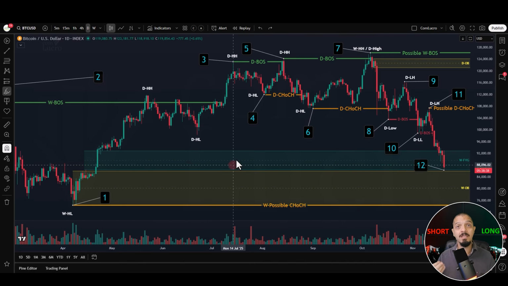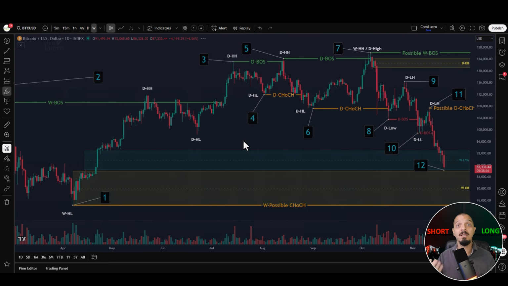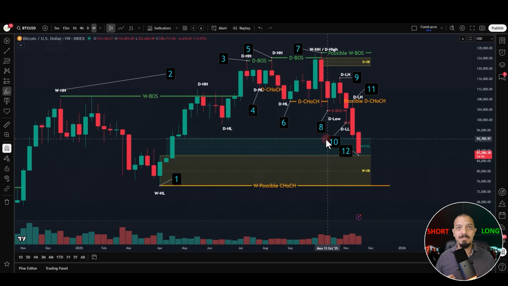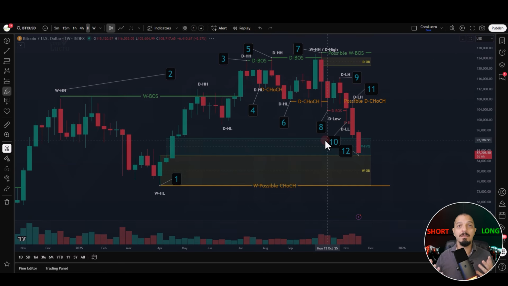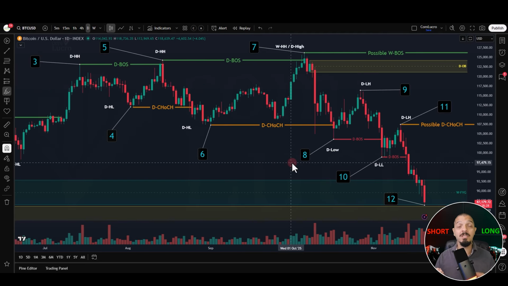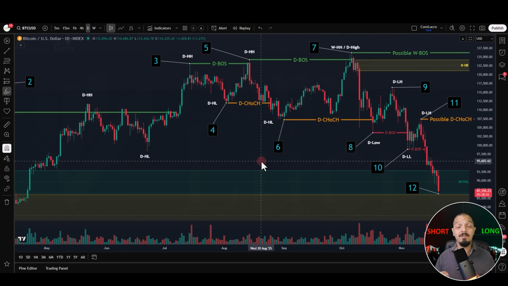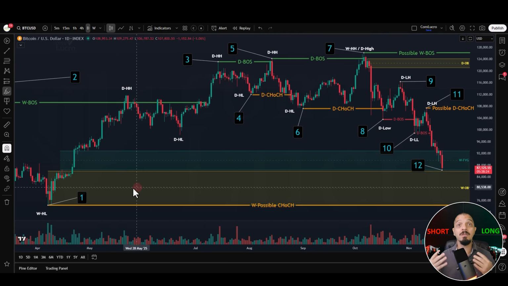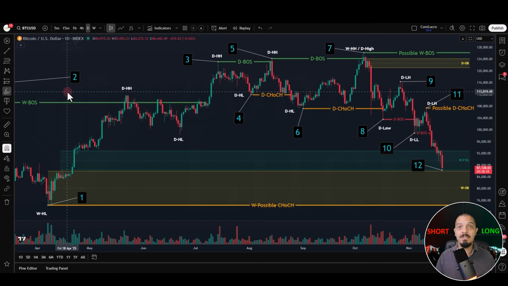As long as this weekly higher low remains unbroken, the broader weekly structure is still technically bullish. If price ever closes below this point, that would signal a major weekly change of character, meaning the larger trend has shifted. So step 1 is the foundational anchor of the weekly trend and the reference point for all future structural analysis on this chart.